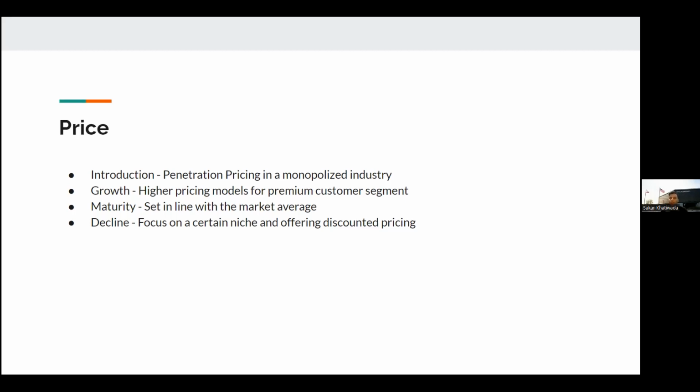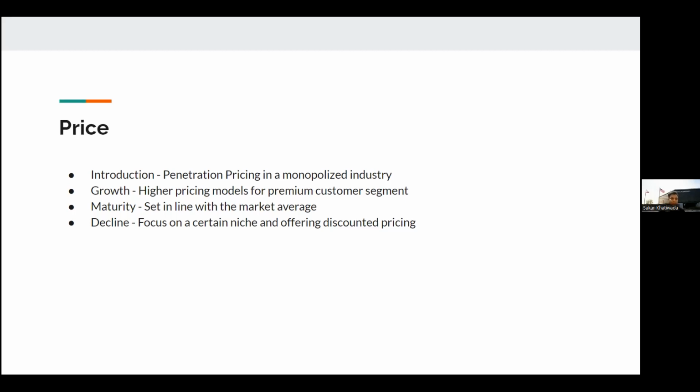So for Worldlink, during the maturity stage, the pricing strategy for its products should be set in line with the market average, of course. The company should focus on retaining its existing customer base by providing excellent customer service and offering promotions and discounts in its pricing to incentivize loyalty.